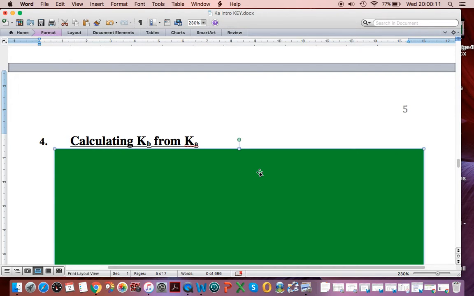Good day. This is KA intro. As you can see, it's page 5, calculating KB from KA. This turns out to be very straightforward, so we're moving from looking at weak acids to now looking at weak bases.